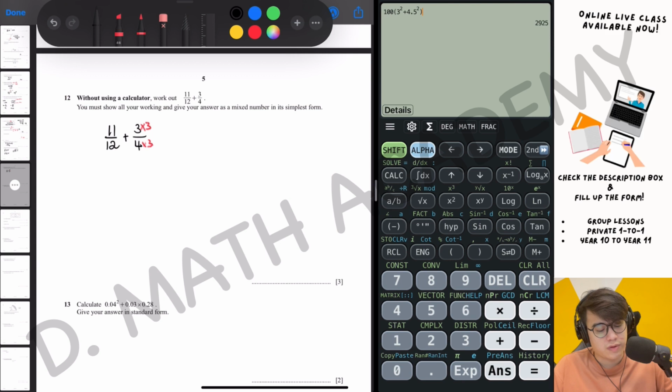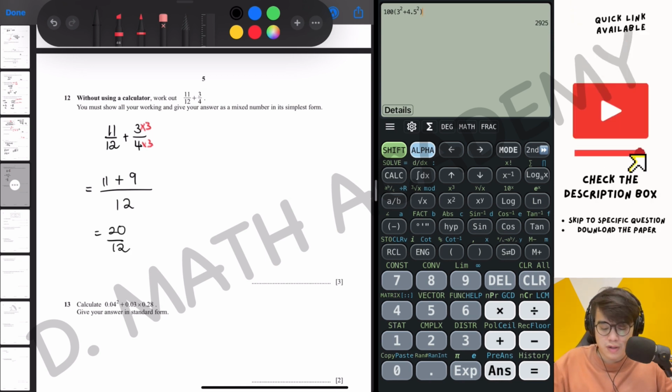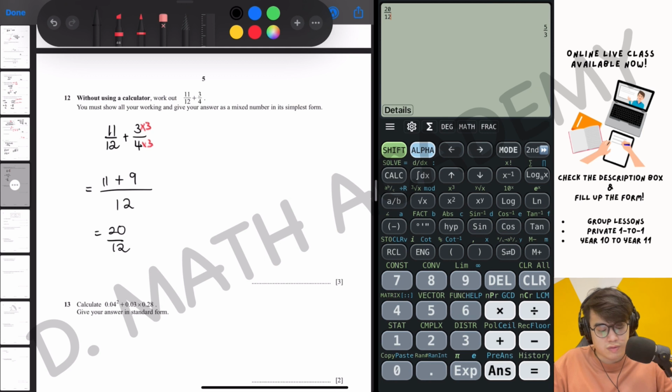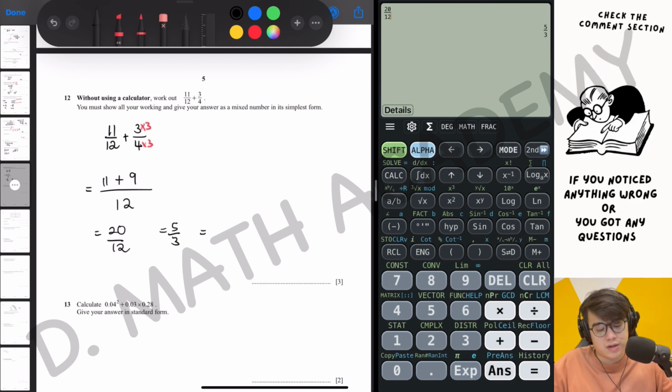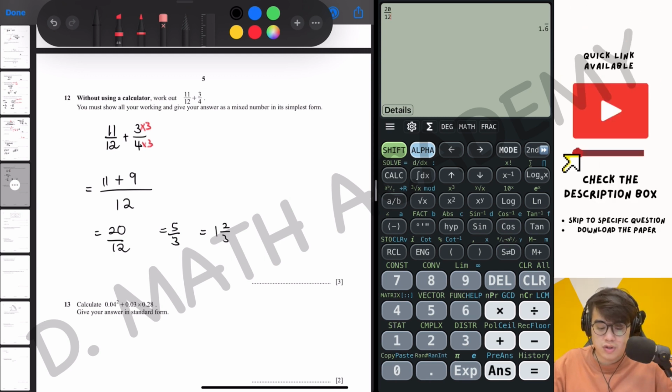Okay, so far by doing this, you have 12 for both, 11 plus 9. So 20 over 12, and then make it into a mixed number, 20 over 12. Okay, I can write it as 5 over 3 first. Okay, then you can change it into 1 and 2 over 3. Or you can press shift, change it up. Okay, this calculator cannot.